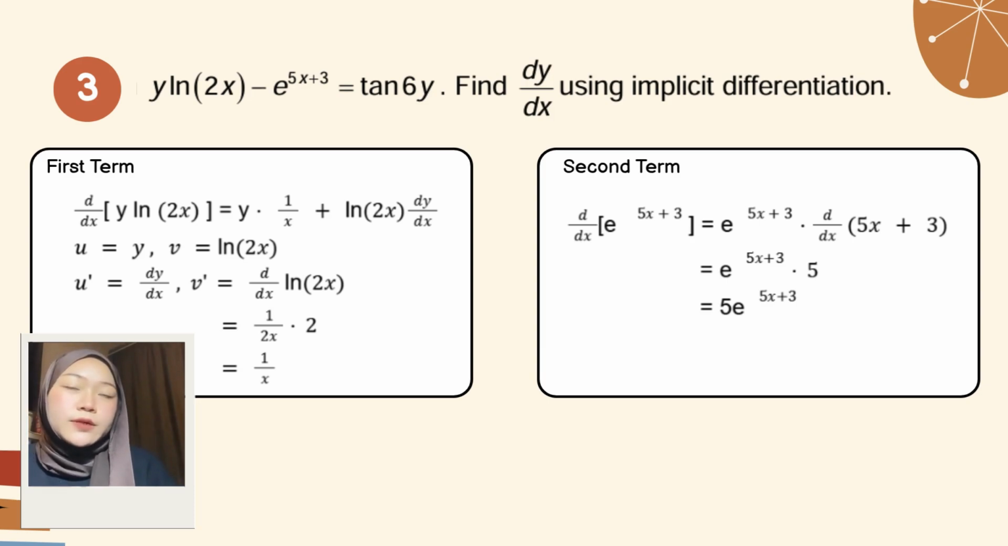So the first term is y ln x. This is a product of two functions, so we apply the product rule. So we will differentiate the first term, which is d over dx of y ln x. So the answer is y times 1 over x plus ln x dy/dx.